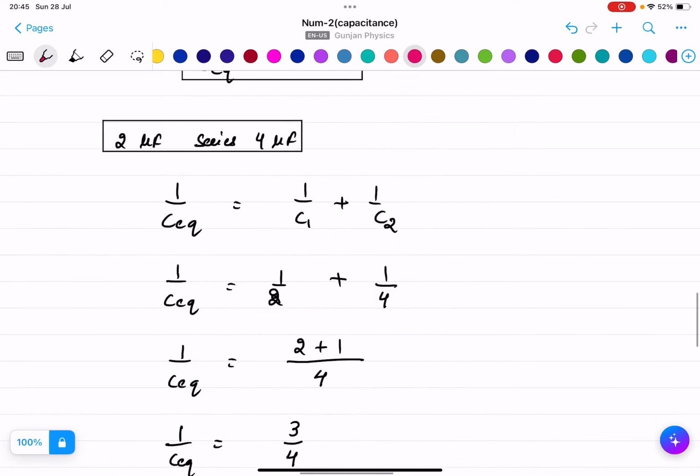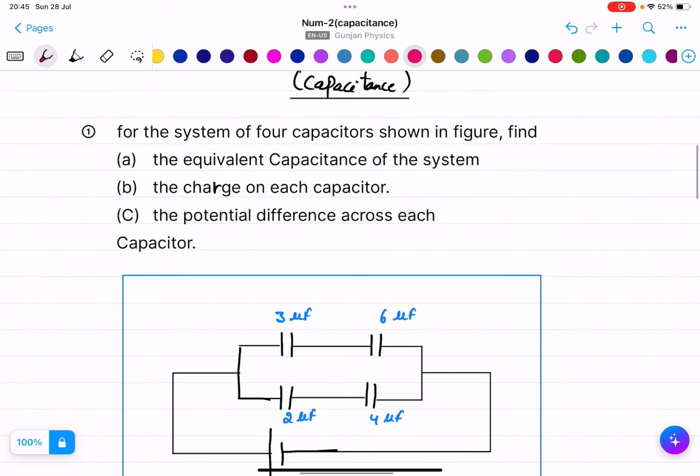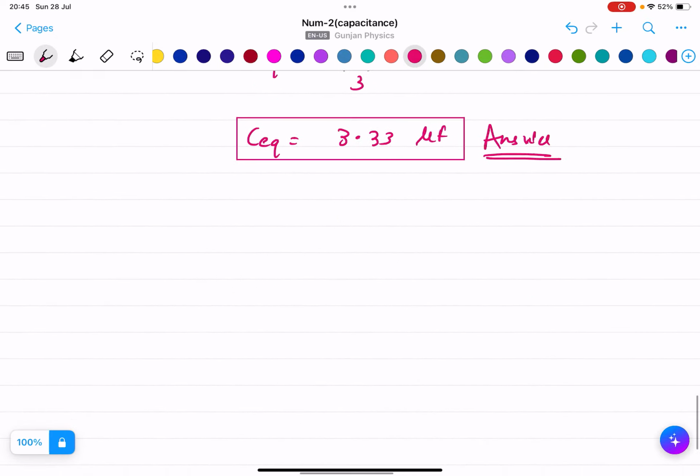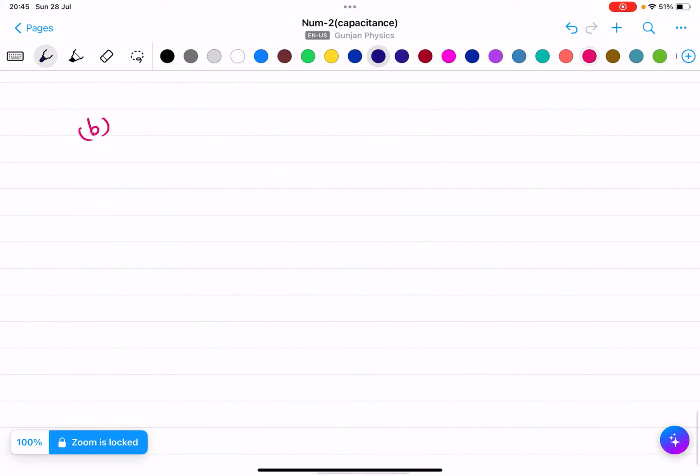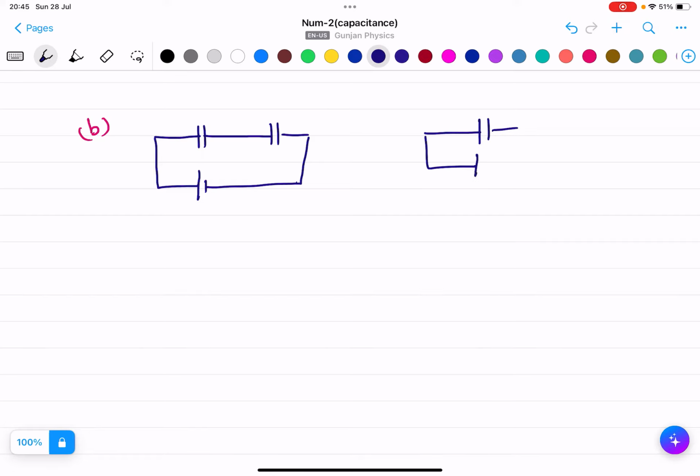Okay, now the B part, the charge on each capacitor. Always remember, there are two types of circuit, the series, which I explained to you. Suppose series is this one, with the capacitors like this. And suppose the parallel is this. So this is the series combination, and this is the parallel combination.